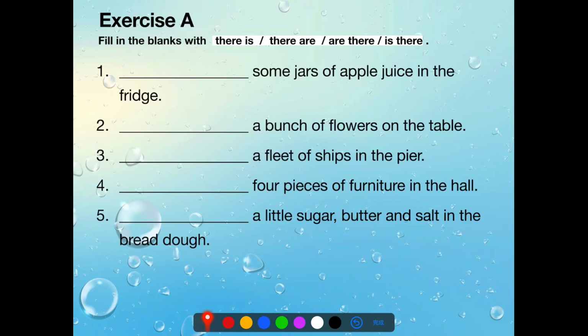Let's check the answer. Number 1. Some jars of apple juice in the fridge. Apple juice is uncountable, but we can say some jars. Jars are countable, so we can use there are some jars of apple juice in the fridge.